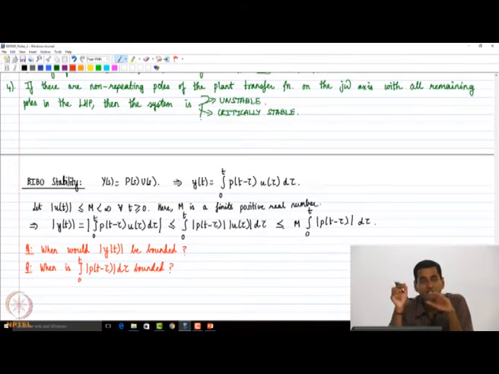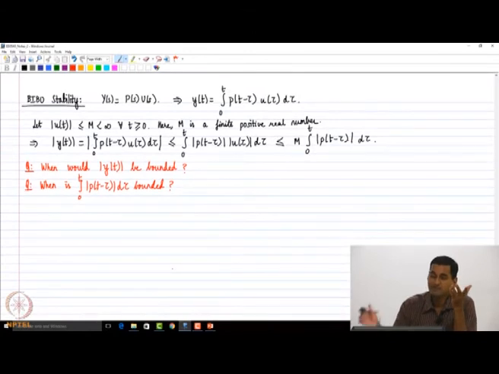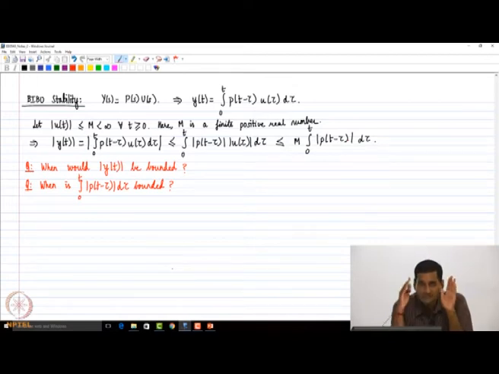When do you think the integral of a non-negative integrand would be bounded? Why am I saying non-negative integrand? Because I am taking the absolute value of p(t minus tau). p(t minus tau) can be a real-valued function, positive or negative, but once I take the absolute value, it's non-negative, greater than or equal to 0. So I am taking the integral of a non-negative integrand. When do you think this integral will be bounded?